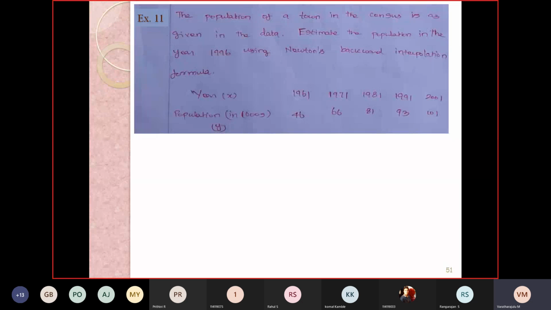This is example 11. The population of a town in the census is as given in the data. Estimate the population in the year 1996 using Newton's backward interpolation formula. Here, 1996 is given, and we need to get the population alone. In some cases, some other data may also be asked by the examiners. We need to be aware of what question is asked.